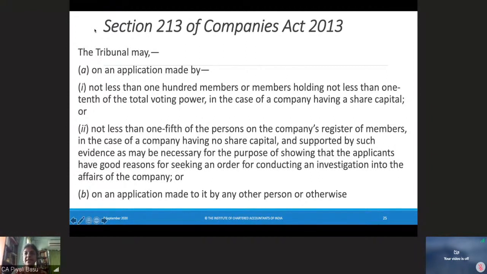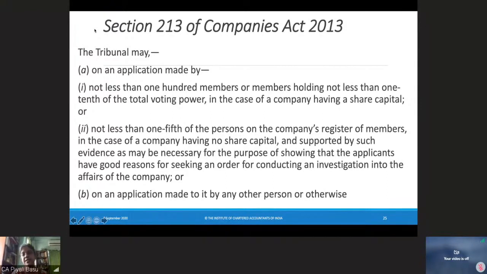And in such a case, section 213 applies, that the tribunal may request an investigation, or not less than 1/5 of the persons on the company's register of members in the case of a company having no share capital. So with a share capital, 1/10 of the voting power, or 100 members and more, or in case of no share capital, 1/5 of the persons who are members in the member register, and supported by such evidence as may be necessary for showing that the applicants have good reasons for such a request for investigation.